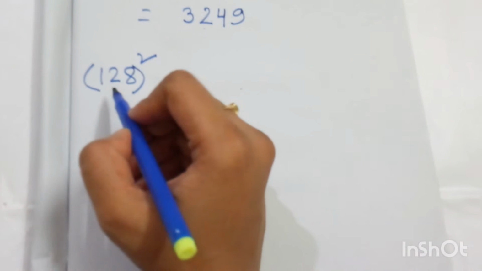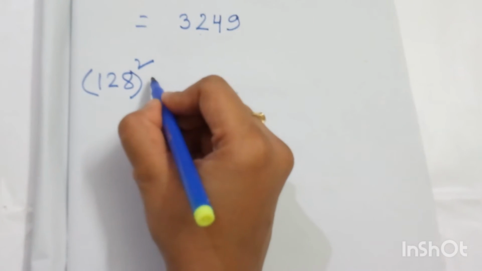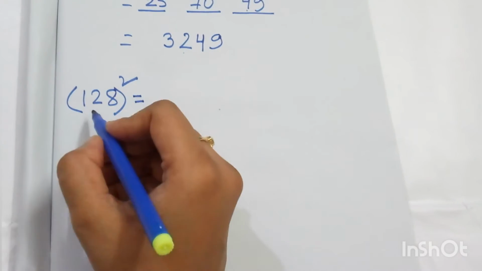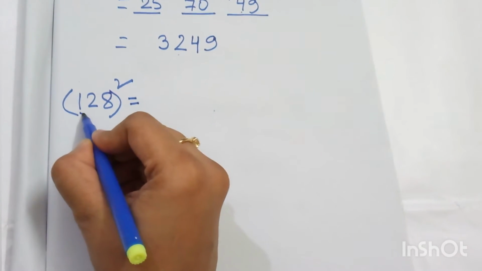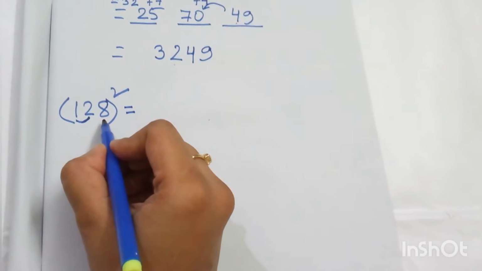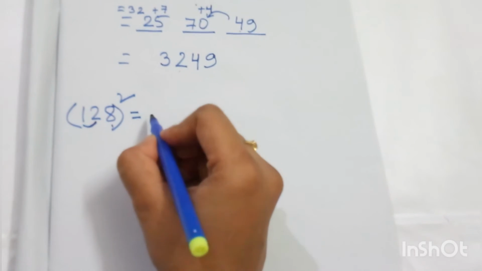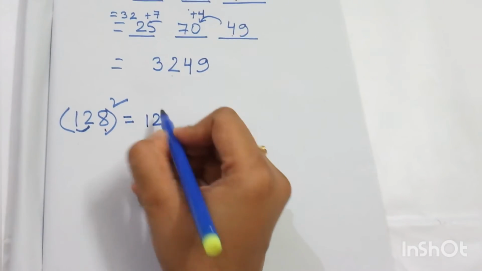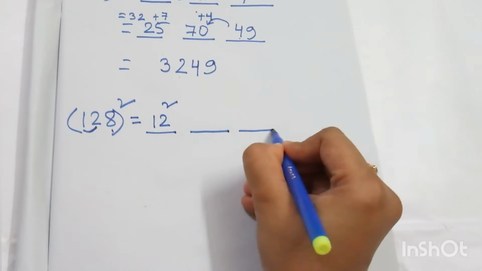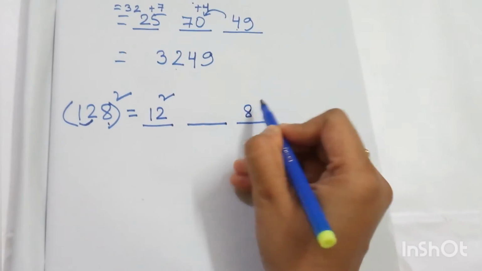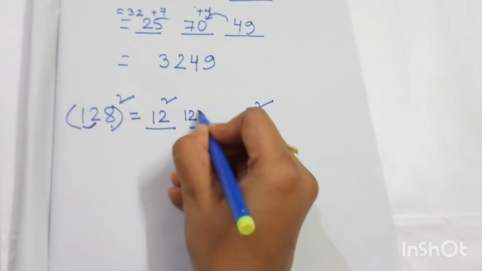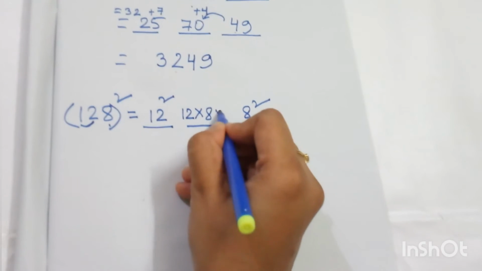Let us take a 3-digit number. So here the rule is the same. First divide it into 2, like 12. Consider 12 as a number and 8 as another number. So first part will be 12 square and the last part will be 8 square and the middle part will be 12 into 8 into 2.